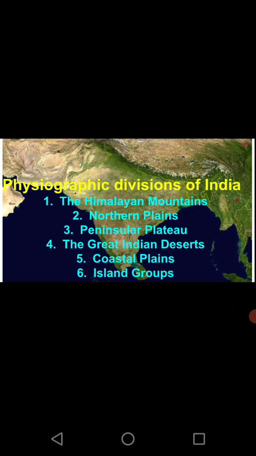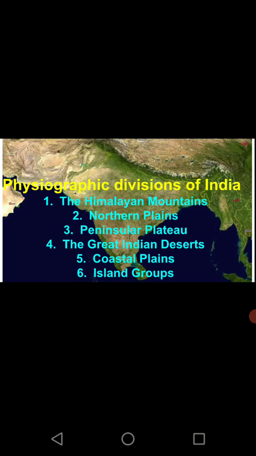When we say physiographic divisions or physical features, we mean the land, the plateaus, the mountains, the rivers, the vegetation, the climate. In other words, on the earth's surface, whichever natural things we are able to see and feel are called physiographic divisions.